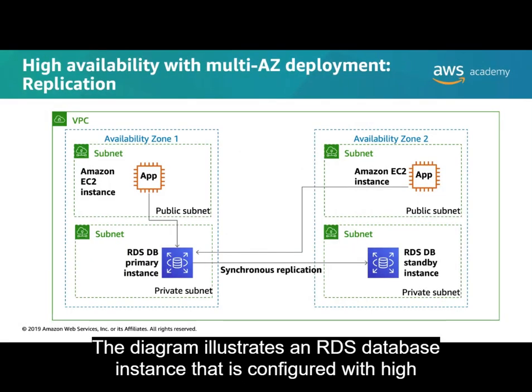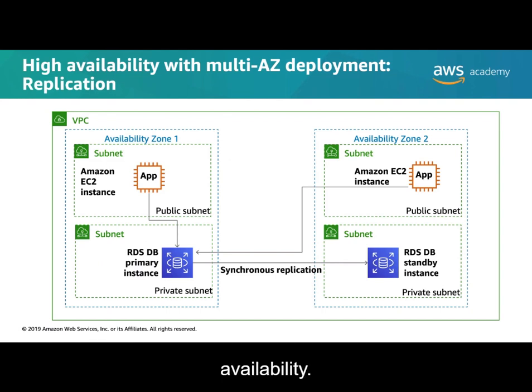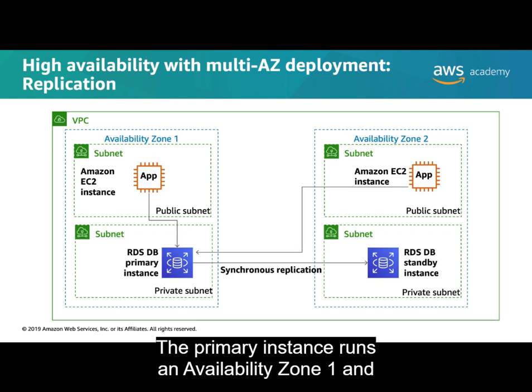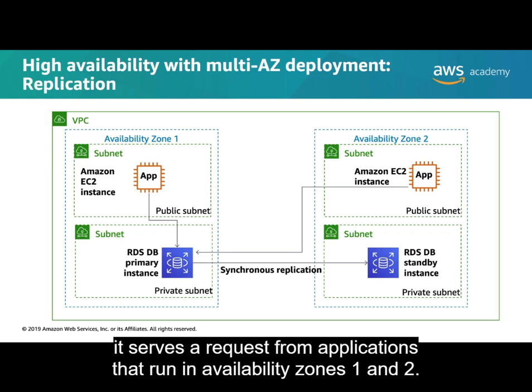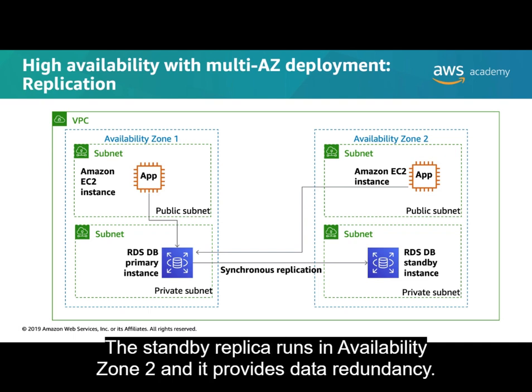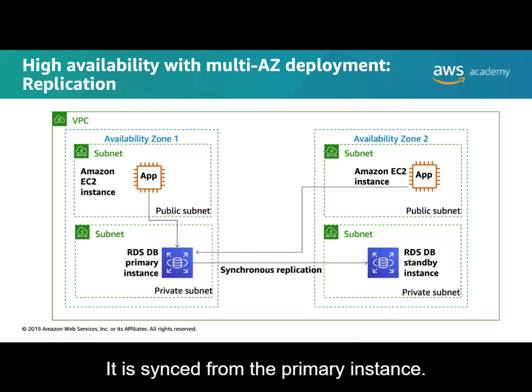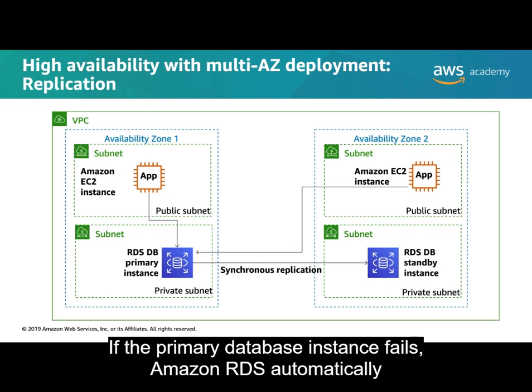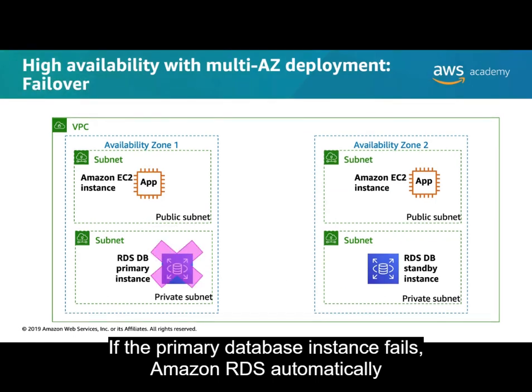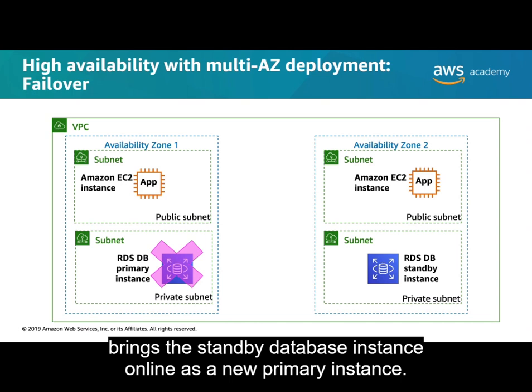The diagram illustrates an RDS database instance that is configured with high availability. The primary instance runs in availability zone 1, and it serves requests from applications that run in availability zones 1 and 2. The standby replica runs in availability zone 2, and it provides data redundancy. It is synced from the primary instance. If the primary database instance fails, Amazon RDS automatically brings the standby database instance online as a new primary instance.